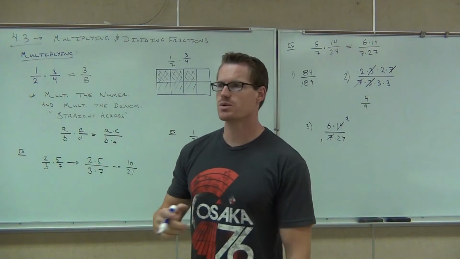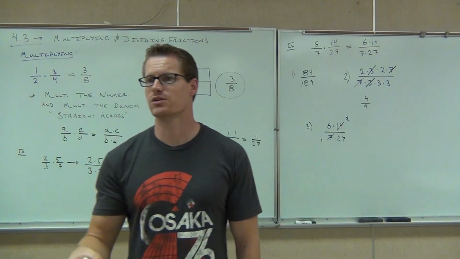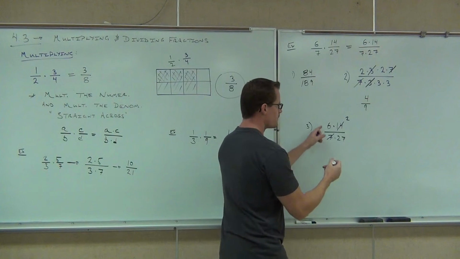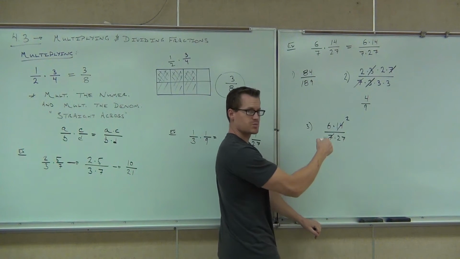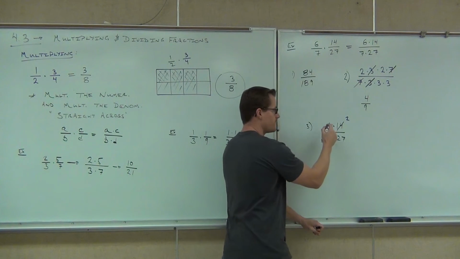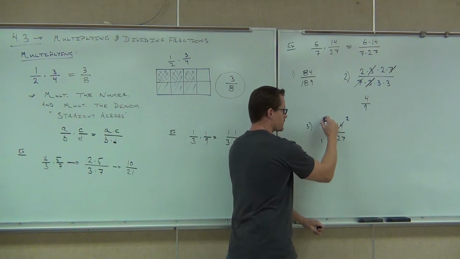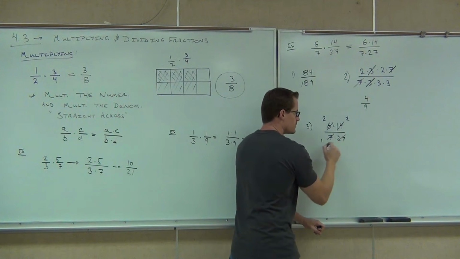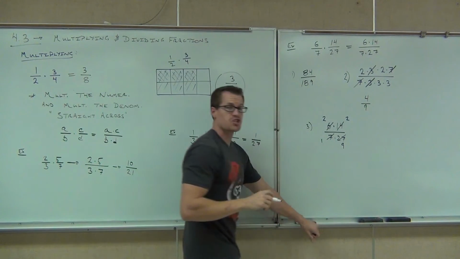I see a 6 and a 27. Do those share a common factor, or do those share something that divides them? 3. So 3 divides both 6 and 27. We're going to do that piece by piece. How many times does 3 divide 6? 2. Stick with the same number. How many times does 3 divide 27? 9. Check for anything else.